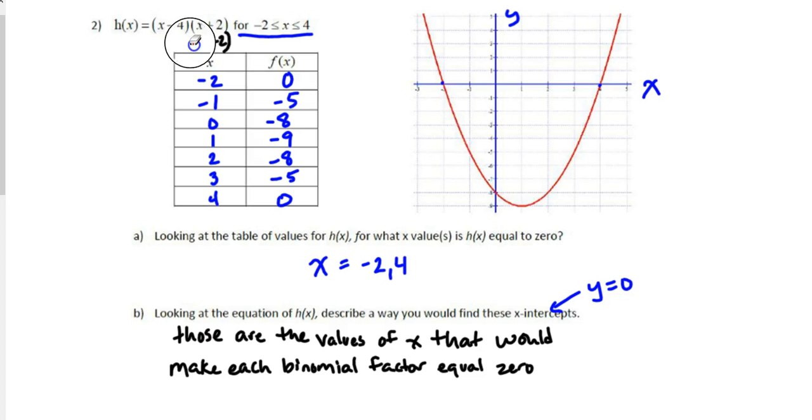Let's try the same thing with the other number we said, negative 2. So if I were to sub in a negative 2, let's see how that works. Negative 2 minus 4, well, we know that's negative 6. And then negative 2 plus 2, yep, that's a 0. 0 times anything, the whole thing is 0, right? So that's the effect of subbing in a negative 2 or a 4.